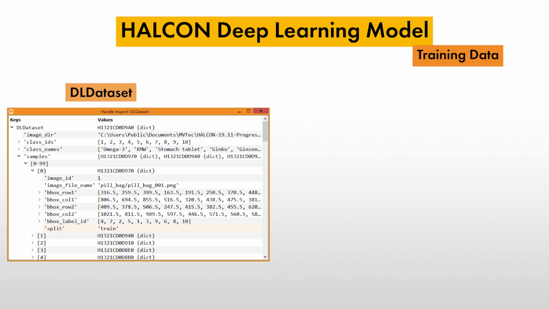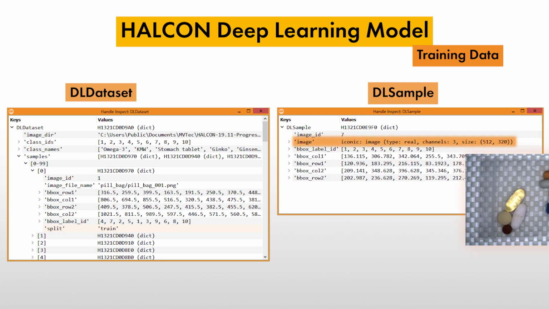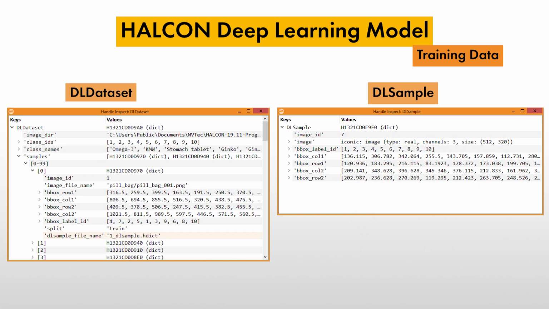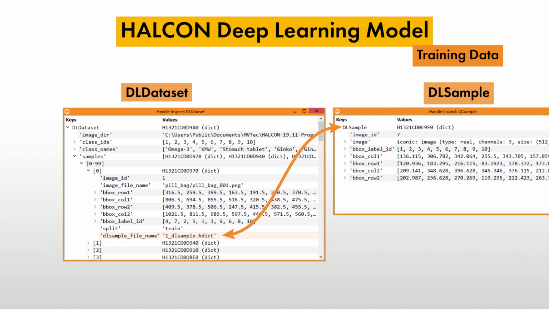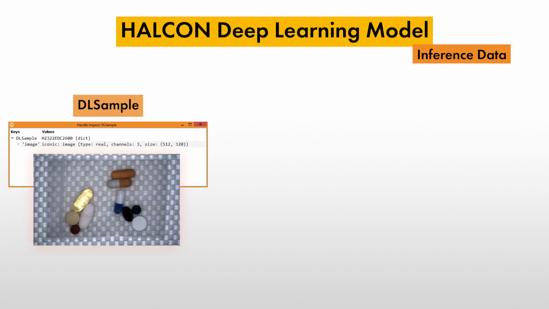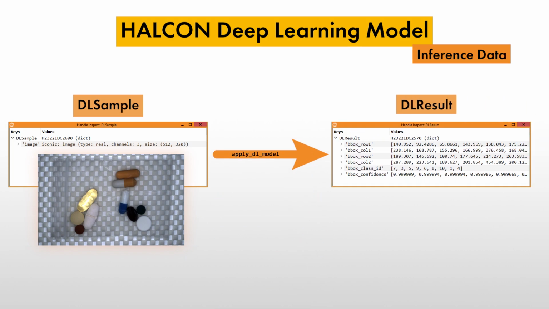During the preprocessing step, DL samples are created that now directly contain the preprocessed images. The DL samples are written to disk and the file names are then also stored in the DL dataset. Note that for the inference, we need a DL sample as well. Here, it only contains the preprocessed image. As a result of the inference, we get another dictionary that contains, for example, the found instances.